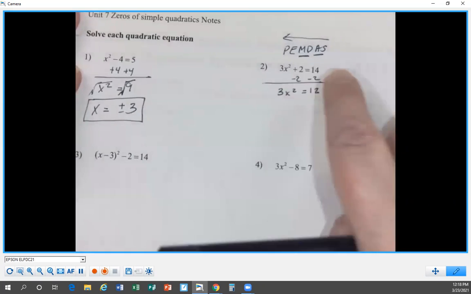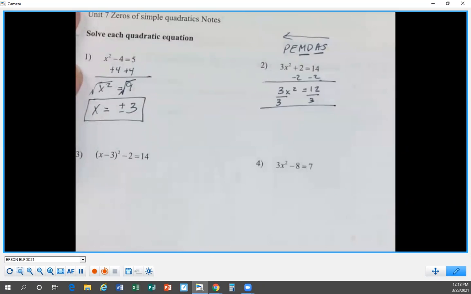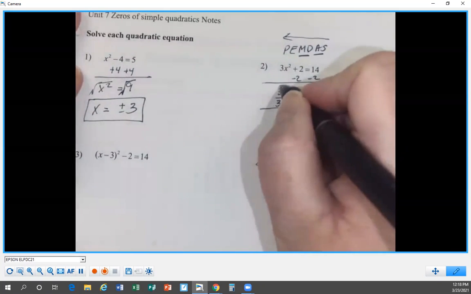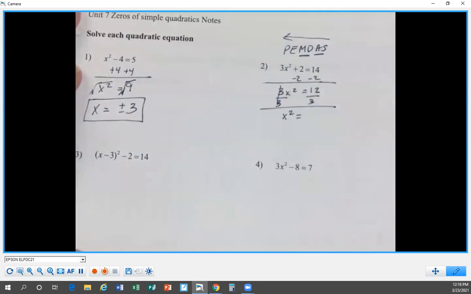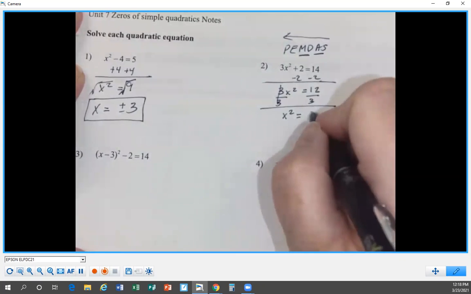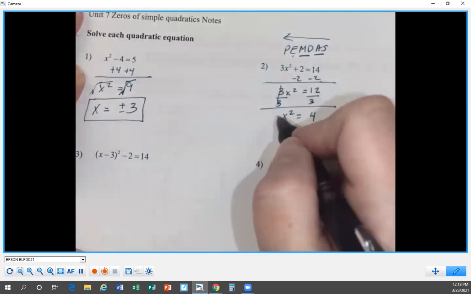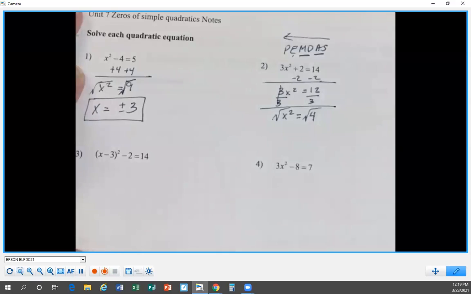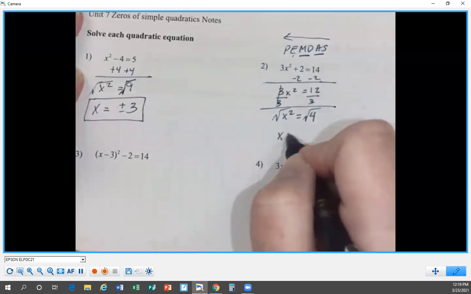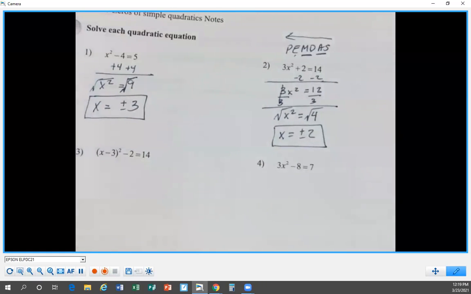So we go into the multiplication and division. x squared is being multiplied by 3, so we divide by 3. 3 divided by 3 is 1, so we have 1x squared, or just x squared. Bring down the equals. And 12 divided by 3 is 4. Now we're at the exponent step. We take the square root of x squared. Whatever I do to one side of the equal sign, I have to do to the other. The square root of x squared is x. The square root of 4 is plus or minus 2. So x equals plus or minus 2.